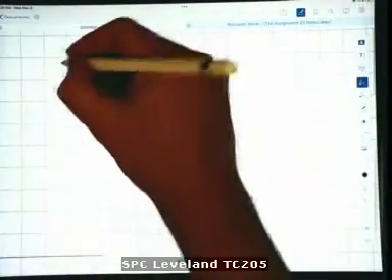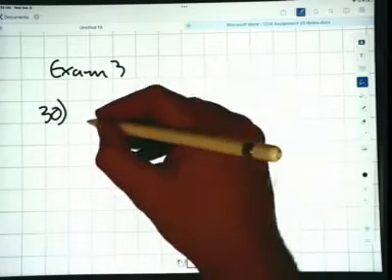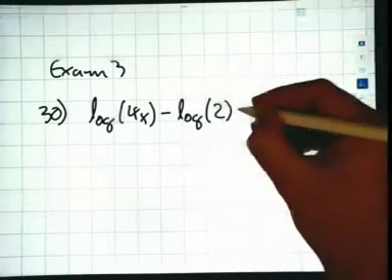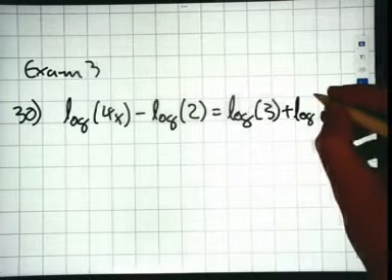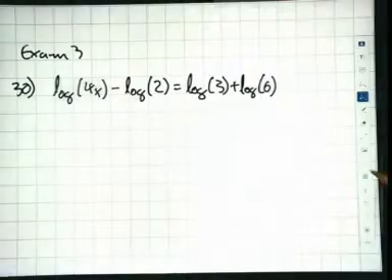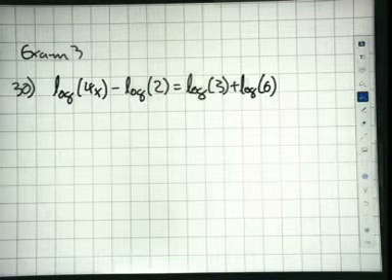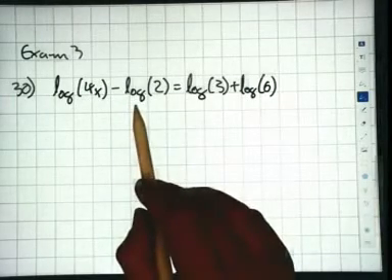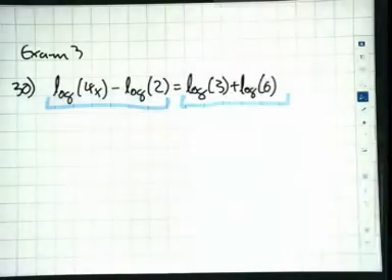So, this is coming from exam 3, problem number 30, and we have the log of 4x minus the log of 2 is equal to the log of 3 plus the log of 6. So, we've done a logarithmic equation already. This is going to behave much in the same way. The first thing I want to do is condense the logarithms. I'd rather have one logarithm on each side of the equation rather than two. Now, I remember grading this problem, and some of us went ahead and moved the log of 2 over to the other side. That's fine. I'm not going to do that. What I'm going to do is condense these two logarithms.